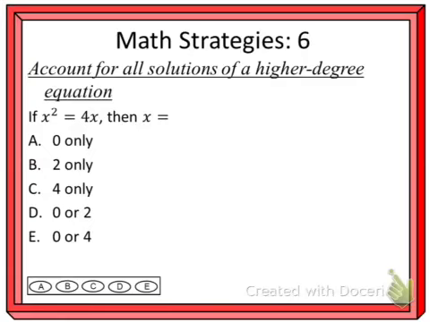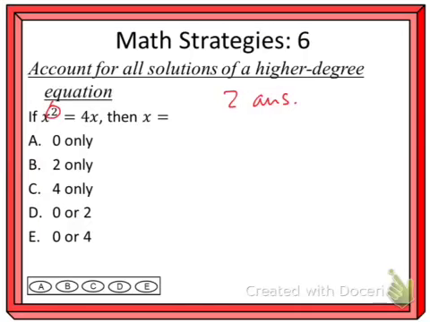So, on this question, if x squared is equal to 4x, then x is equal to blank. And so if this has a squared in it, I should expect to get 2 answers. Sometimes those answers turn out to be the same thing. It might be 0 and 0 or something like that.